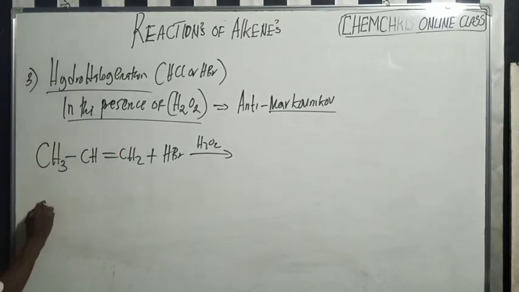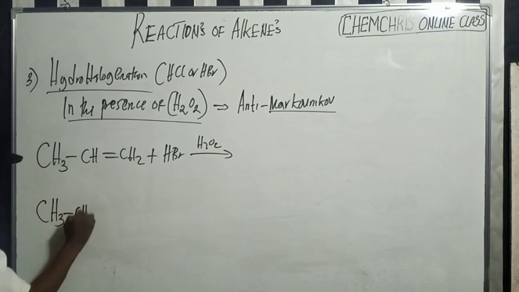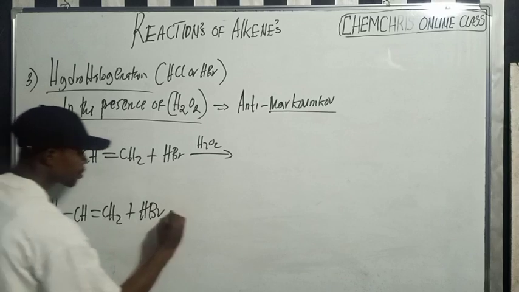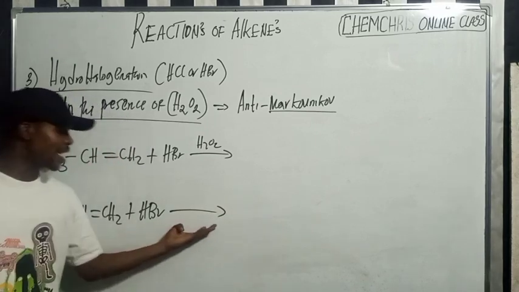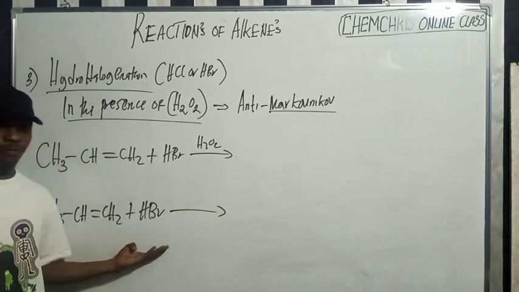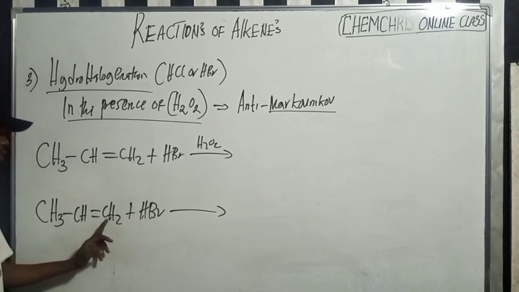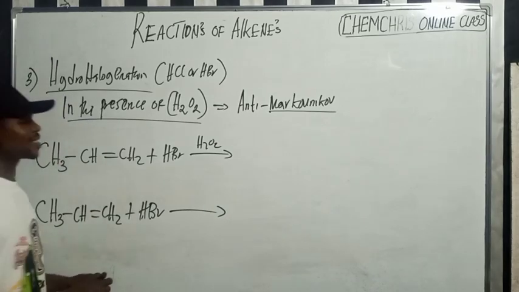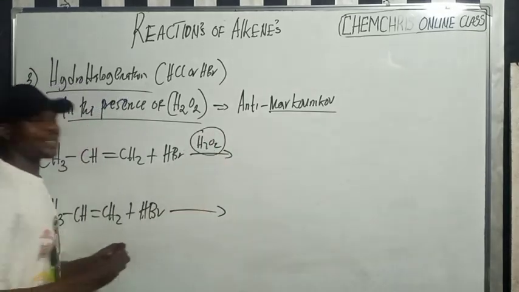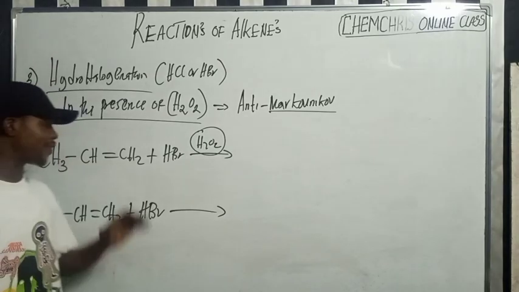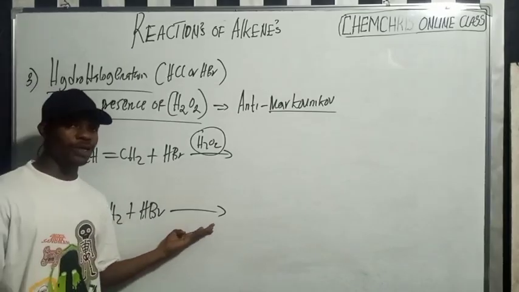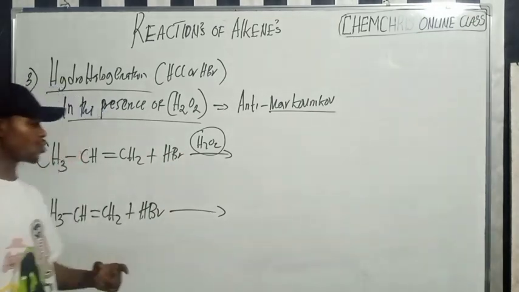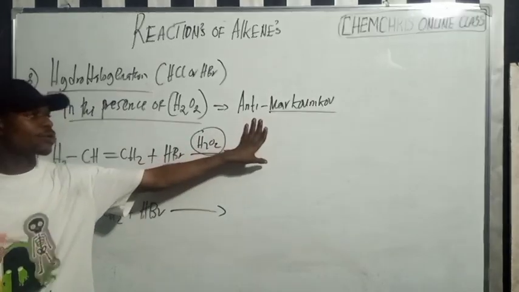Remember, we have something like this: CH3, CH, CH2 plus HBr. What happened here? Here there's no peroxide. This is called the Markovnikov rule. So this hydrogen will be added here, and Br will be added here, following the Markovnikov rule. But whenever you see the presence of a peroxide, the inverse will take place. Differentiate between the two: here there's a peroxide, here there is no peroxide. In the presence of peroxide, the anti-Markovnikov rule will take place.